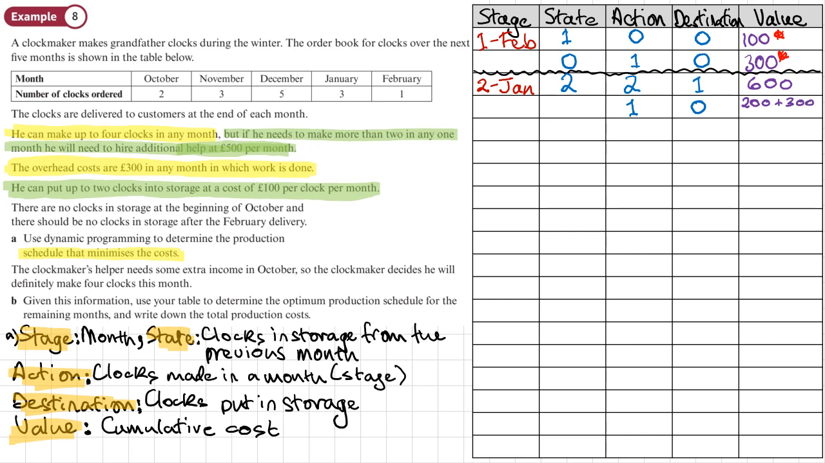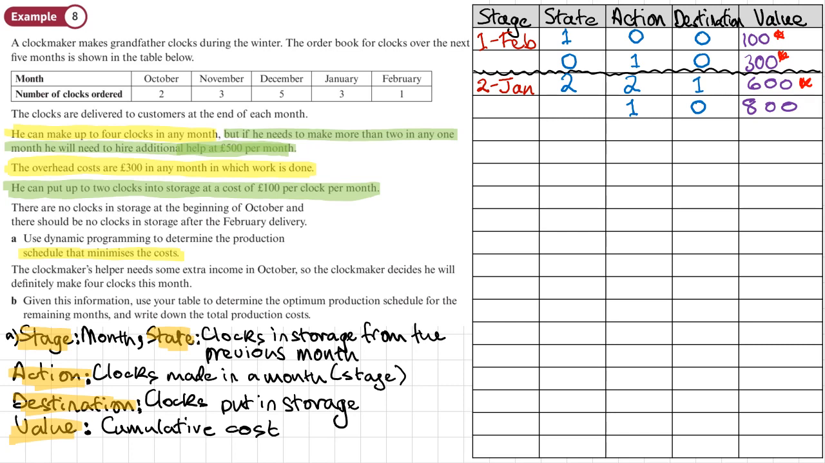And if I have this destination, I then go to the next state here, up here, so 0, and then here's the 300, which is basically the clock that I make in February. Remember, this is cumulative, so we work out 200 plus 300 plus 300, so that's going to be 800. Now there are no other options for this state, so I'm looking for the minimum cost, and that's going to be the 600.